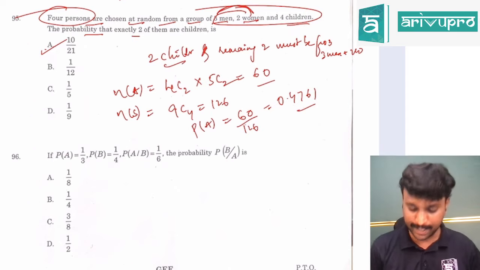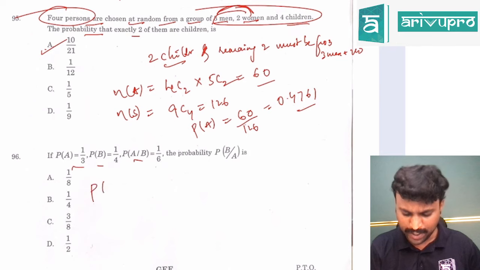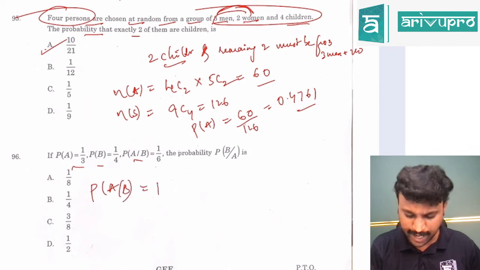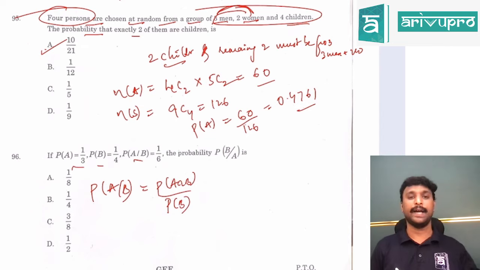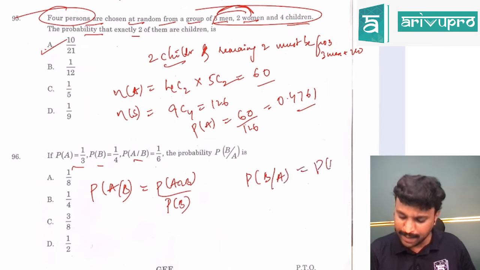Question number 96. P of A, P of B, and P of A slash B are given. What is P of A slash B by definition, guys? It's P of A intersection B by P of B. Now guys, what is the question asked? P of B slash A. What is P of B slash A? P of A intersection B by P of A.